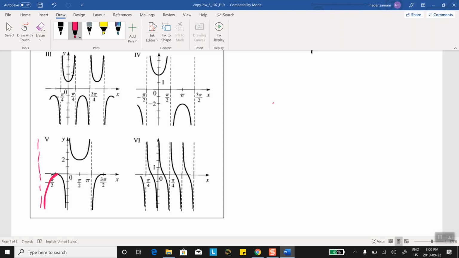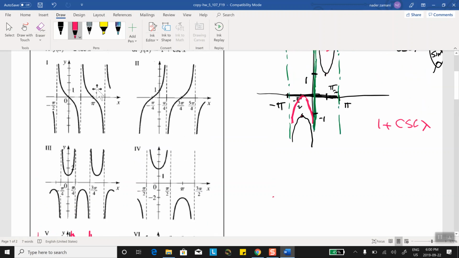This is the piece that I've drawn for you between minus pi and pi, and then repeating. Just look, that's the same thing.